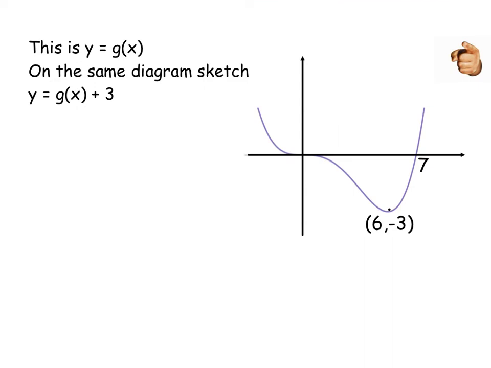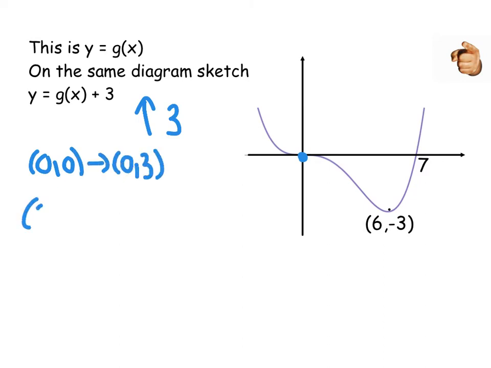So in this one, we've got the graph of g of x, and we're asked to sketch the graph of g of x plus 3. So this one is going to move up 3. So you have a turning point on the origin. So 0, 0 becomes 0, 3. Your turning point of 6, -3, if you move that up 3, becomes 6, 0. So that's actually going to just sit on the axis.